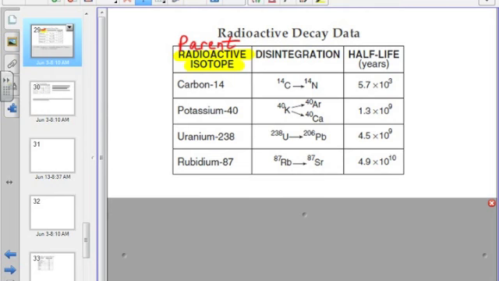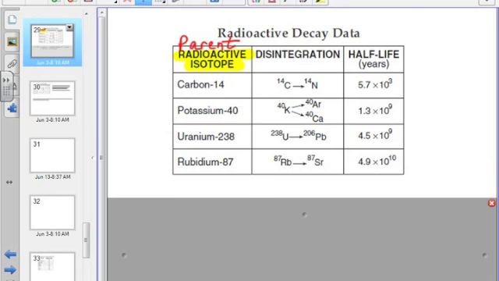And you'll notice, at least for our purposes here in earth science, there are 4 parent elements that we're going to be taking a look at. They are carbon-14, and the number, by the way, is really important here. Carbon-14, potassium-40, uranium-238, and rubidium-87. Okay, each one of these will change into a more stable daughter product in a regular and predictable amount of time. Now, what about that stable daughter product?